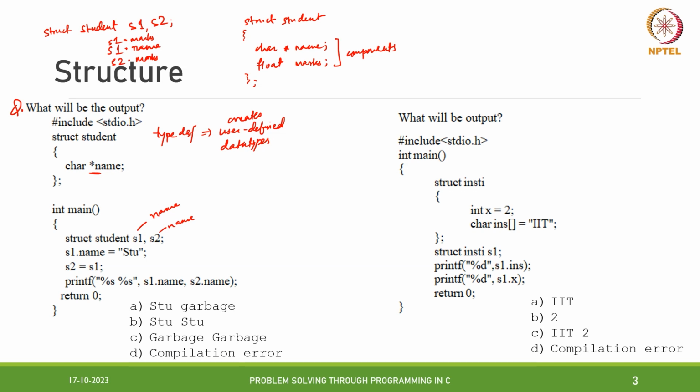So what happens in the case of structures? Can we do the same thing with structures as well? After that, we are printing using percentage %s, which is the format specifier for strings, and what we are printing is s1 dot name and s2 dot name. Name is a component of the structure variable s1, and this is how we access the components of structures. So what should be the answer here?